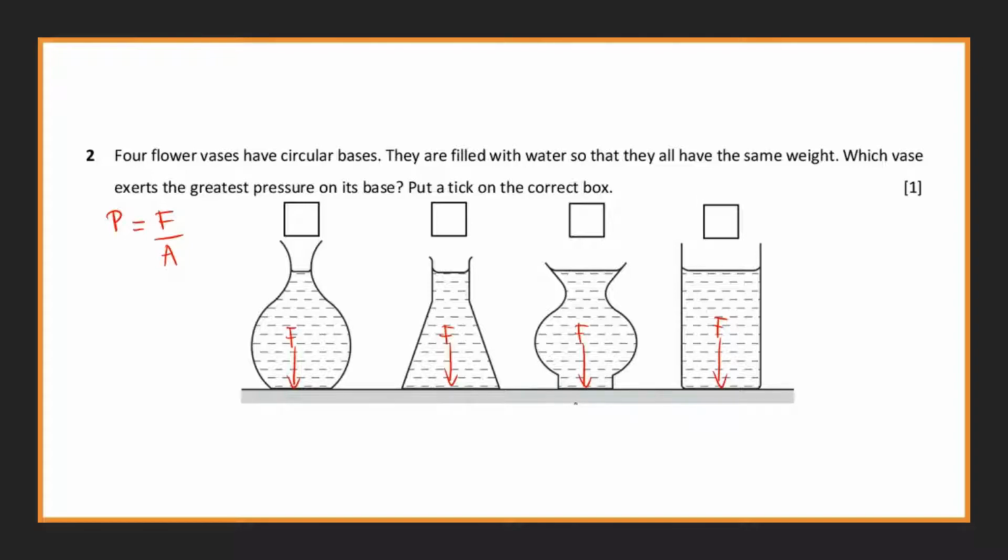Okay? So the one that has the smallest surface area on the base will have the greatest pressure based on this formula. The smaller the area, the greater the pressure. So let's put a tick on this box because this vase has the greatest pressure. Let's move on to question number 3.